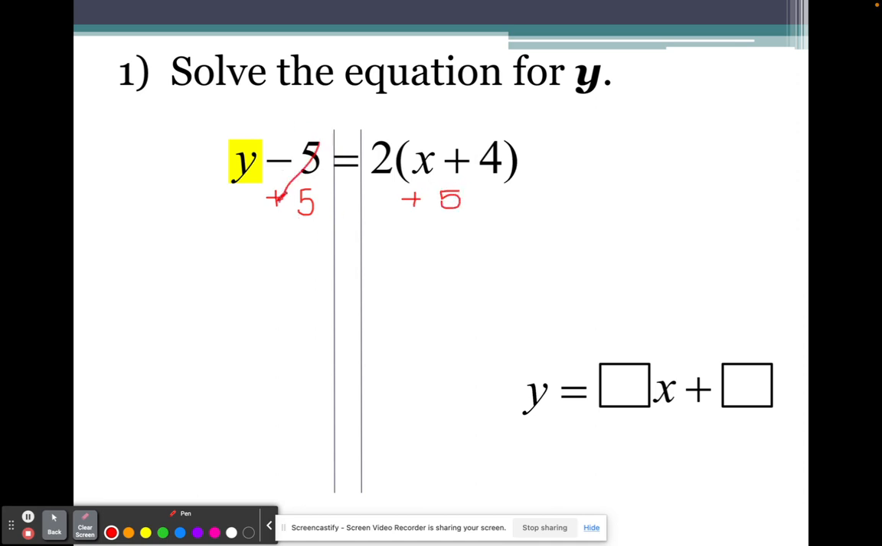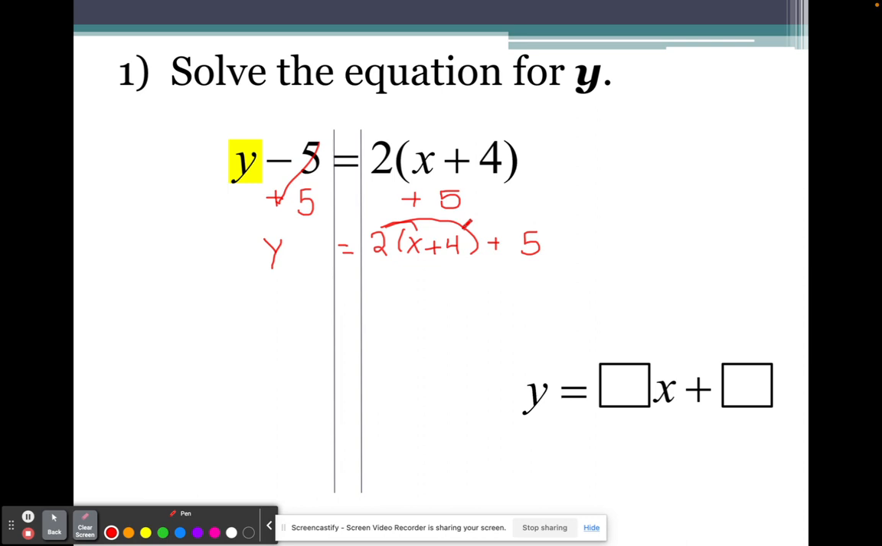This cancels out, but what am I left with on the right? I'm still multiplying 2 by the quantity x plus 4, but I'm not multiplying 2 times 5, so we want to be careful with that. We're multiplying 2 times quantity x plus 4, and to that we are adding 5. You might look down here and say, well, that doesn't look anything like this. Well, that's because I can distribute and combine like terms.